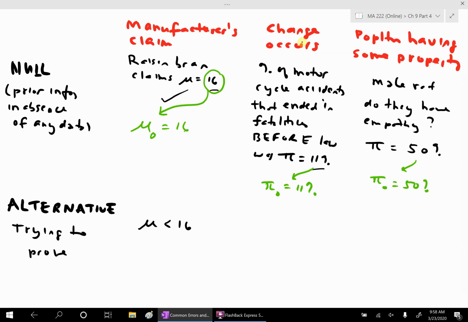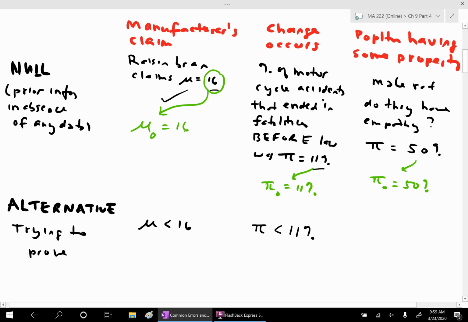Most likely in the situation where a change occurs, especially in this particular scenario with the motorcycle helmet, what would we expect to happen? What would we try to prove? Well, what is the purpose of the law? It's to reduce fatalities and the severity of accidents, right? And so we'd be trying to prove that now the population proportion is less than 11%.